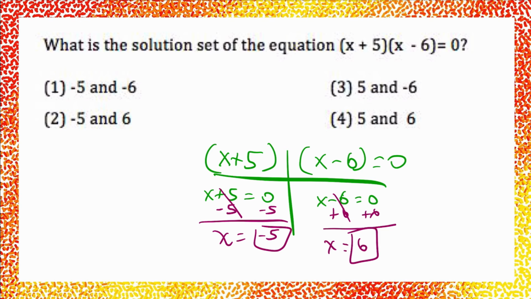So you might remember this life hack here. If your factor has a positive, your answer will be negative. If your factor has a negative, your answer will be positive. So I'm looking for -5 and positive 6. My answer is choice 2.